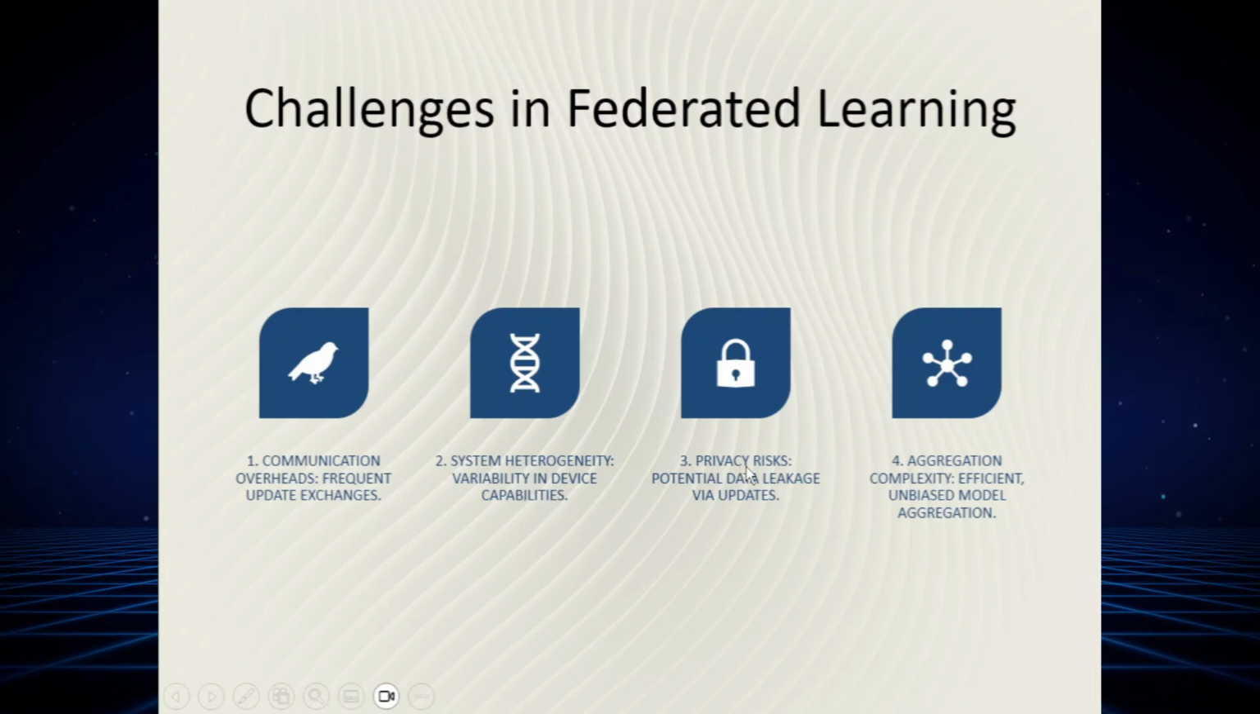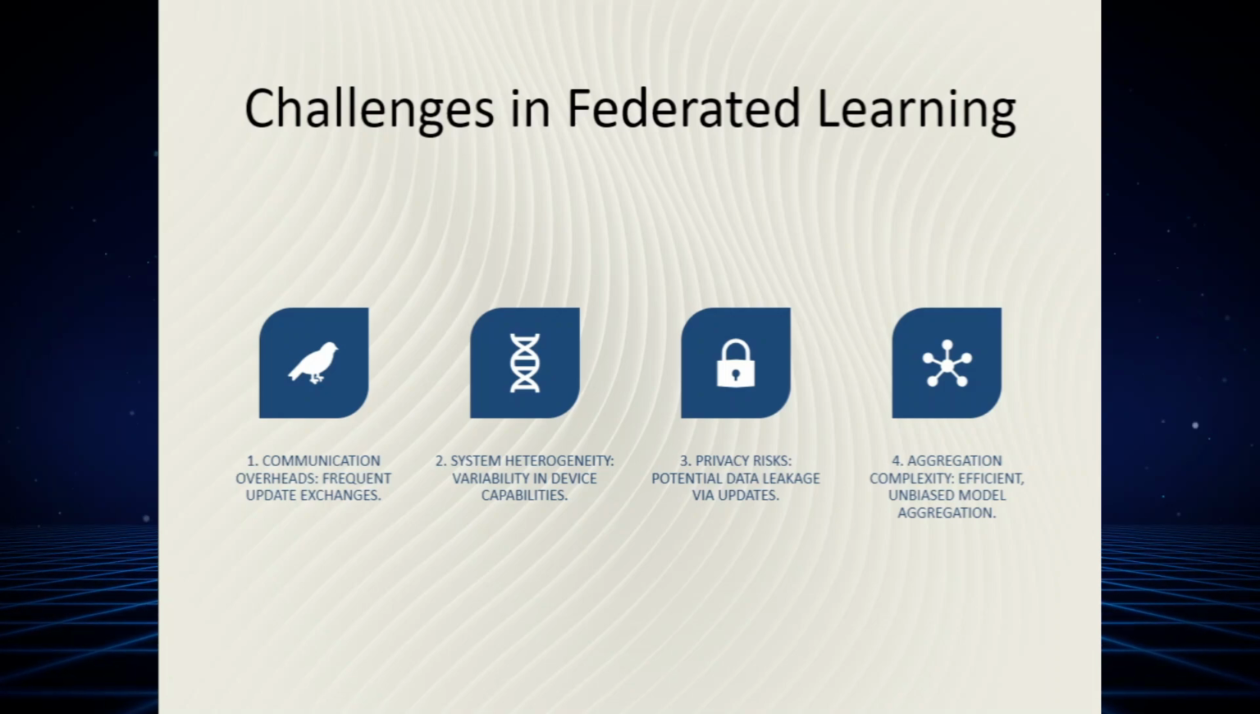3. Privacy risks. Although data isn't shared directly, clever attackers may infer sensitive info from model updates. Gradient leakage attacks can reconstruct private data, requiring additional techniques like differential privacy or secure aggregation.